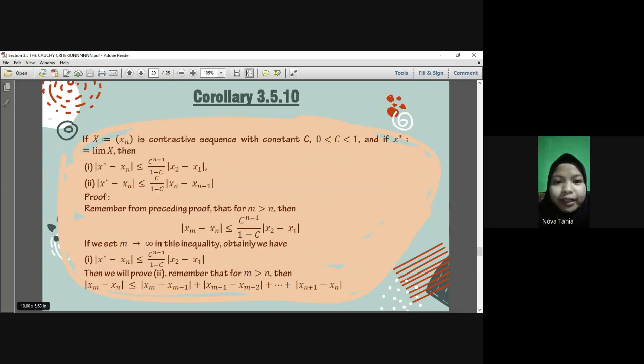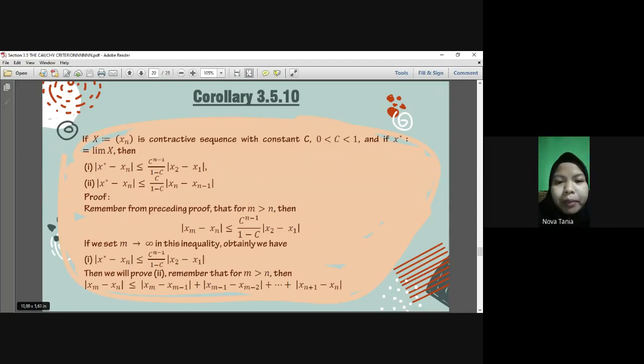Corollary 3.5.10. If the sequence X = (xn) is a contractive sequence with constant c, where c is greater than 0 and less than 1, and if x* is the limit of X, then we have: first, the absolute value of x* minus xn is less than or equal to c^{n-1}/(1 - c) times the absolute value of x2 minus x1. Point 2, the absolute value of x* minus xn is less than or equal to c/(1 - c) times the absolute value of xn minus x_{n-1}.